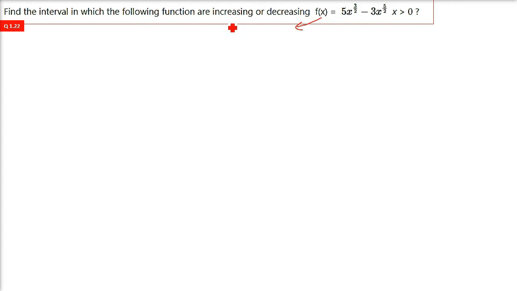So first we'll differentiate it. f dash x is equal to what? It's 5, this 3 by 2 comes here, x to the power 3 by 2 minus 1. This is minus 3, 5 by 2, x raised to the power 5 by 2 minus 1. So this is just simple differentiation. What is 3 by 2 minus 1? It's 3 minus 2 by 2, that is 1 by 2, and anything raised to the power 1 by 2 is under root. So x raised to half.